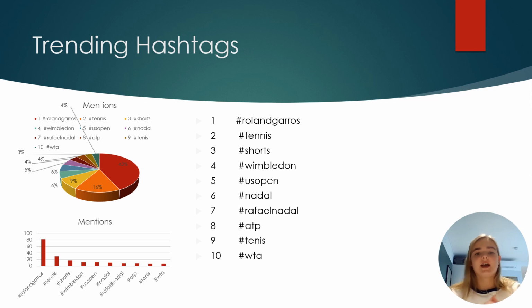Okay, trending hashtags. The most popular hashtag is hashtag Roland Garros with 43%. This hashtag is popular because Roland Garros took place between the 20th of May till the 11th of June. People are predicting what will happen with these games. There are 83 mentions about Roland Garros. Roland Garros started on Monday the 22nd and was ending the 11th of June.